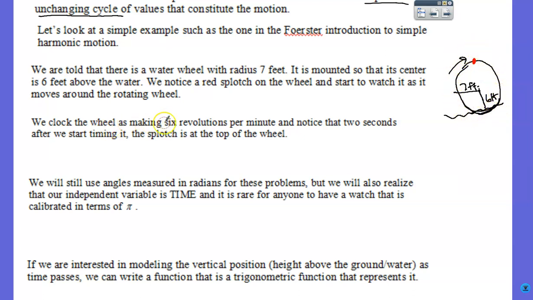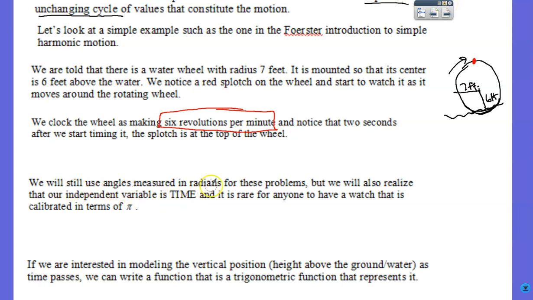We clock the wheel as making 6 revolutions per minute. So we can use that splotch to help us. It makes 6 revolutions per minute. And we notice that 2 seconds after we start timing, the splotch is at the top, right? So it takes 2 seconds for us to get the splotch at the top.